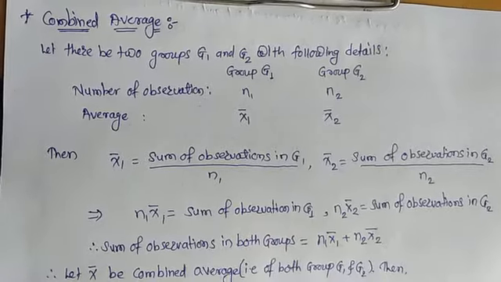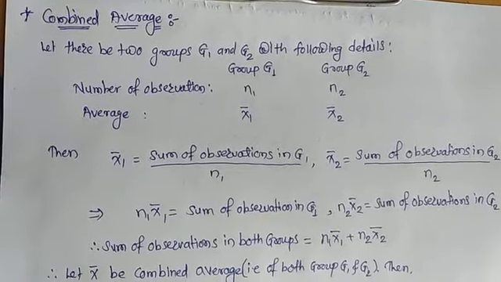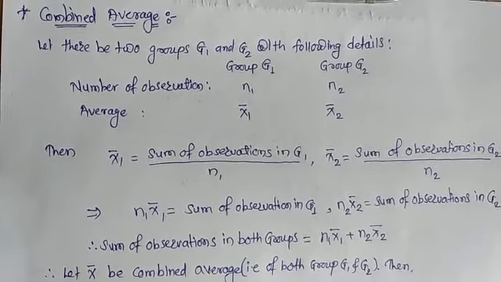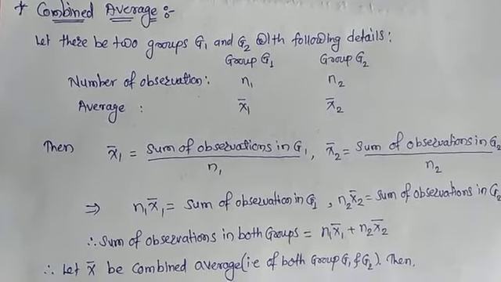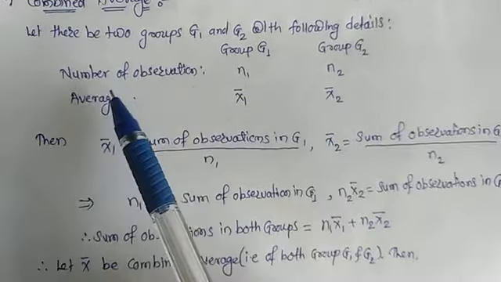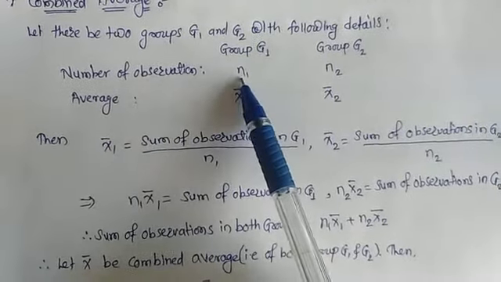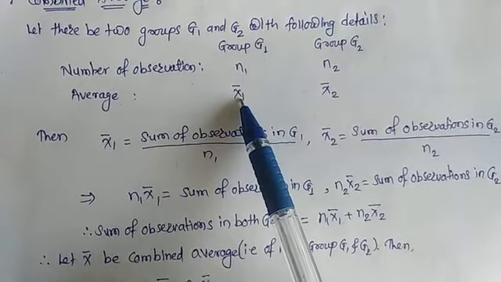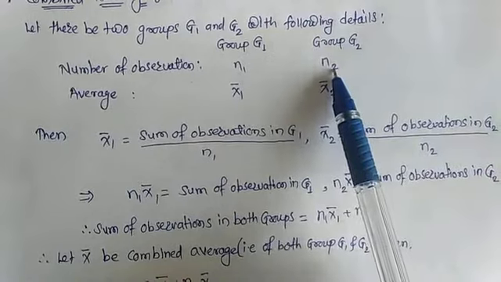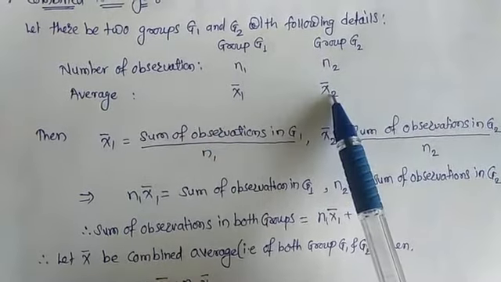Hi everybody, today we are going to study combined average. Let there be two groups, G1 and G2, with the following details. Group G1 has number of observations N1 and average X1 bar, and group G2 has number of observations N2 and average X2 bar.